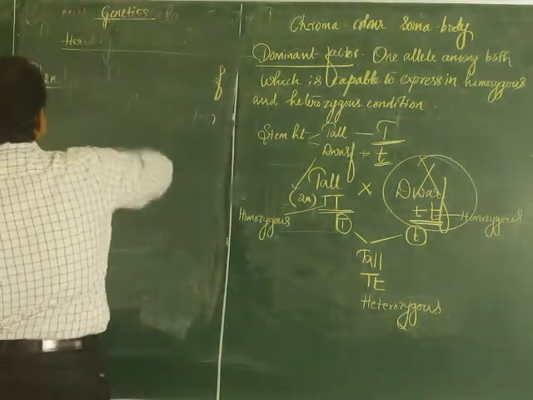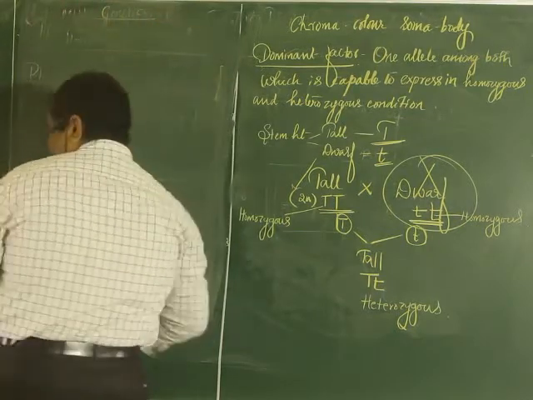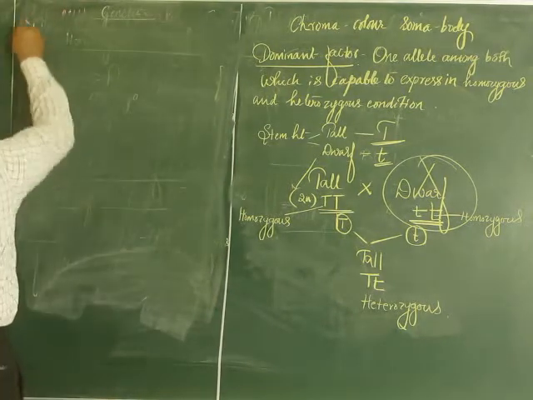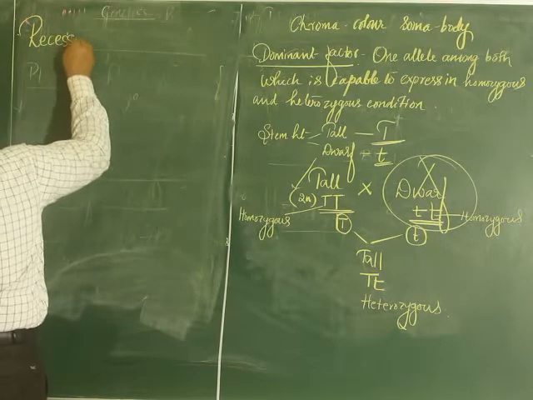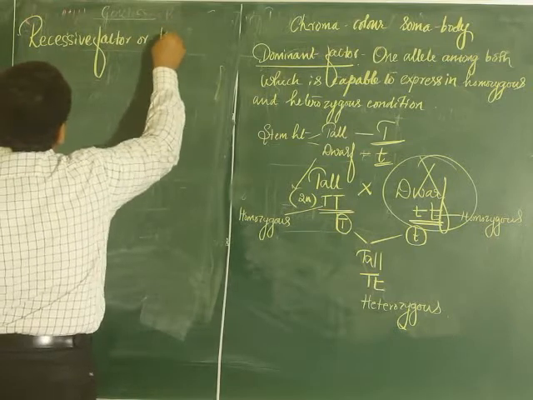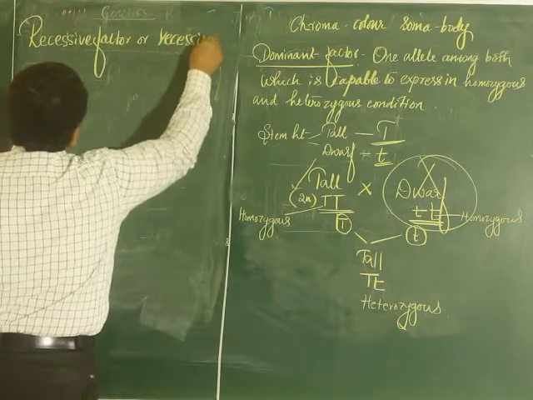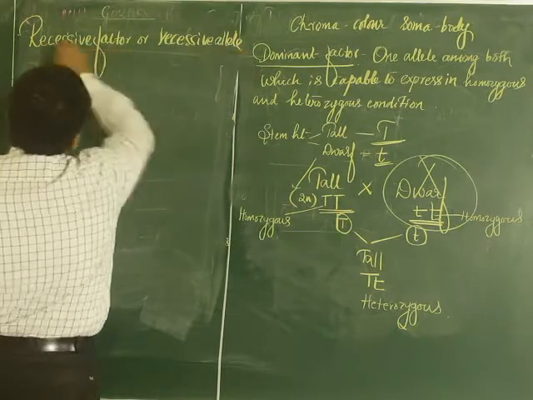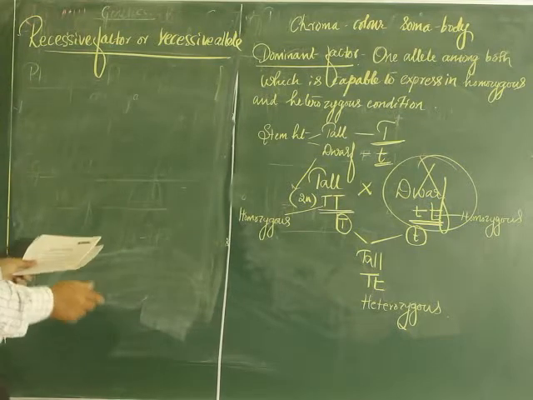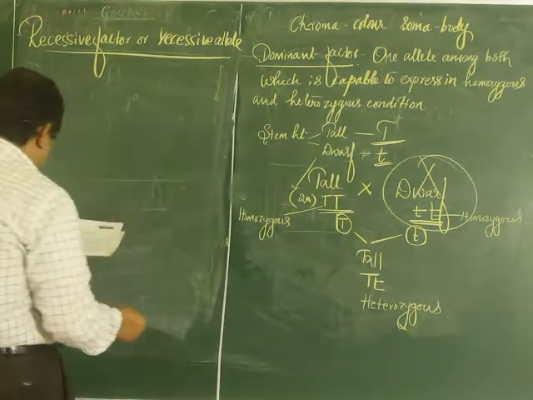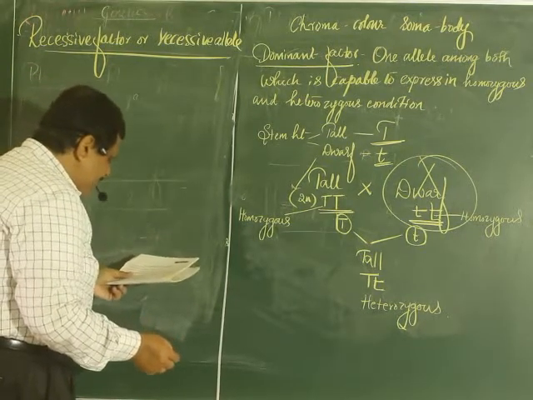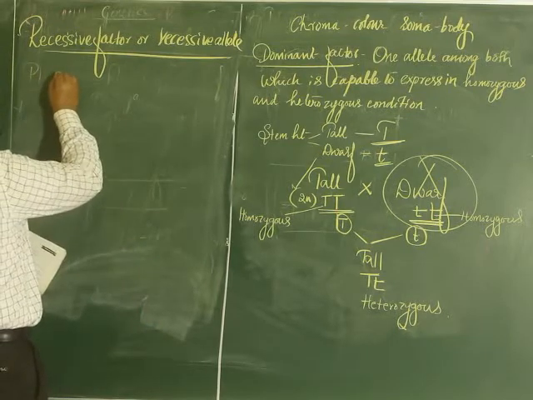Next, we should go for another definition. What is that? Recessive factor or recessive allele. What is this? The factor or allelomorphic pair which is unable to express its effect in the presence of a contrasting factor in heterozygous condition.